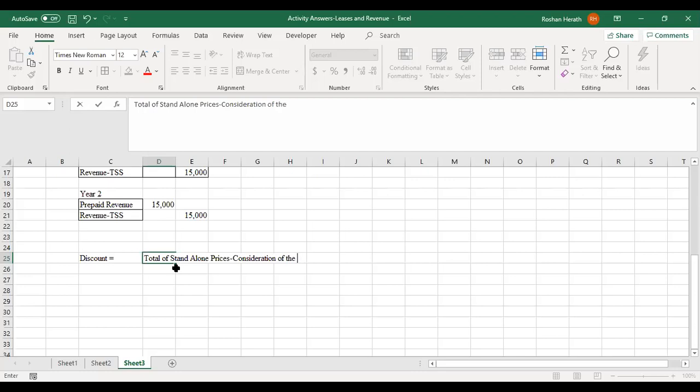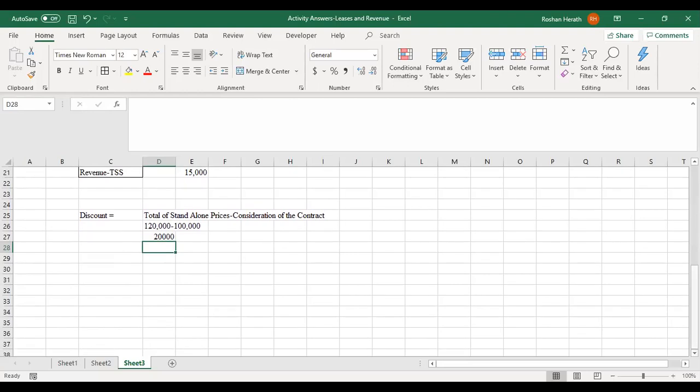Of the contract. So you can see that if you take the total of the standalone prices, it comes as 120,000, while the consideration of the contract is 100,000. Consequently, the discount is 20,000.